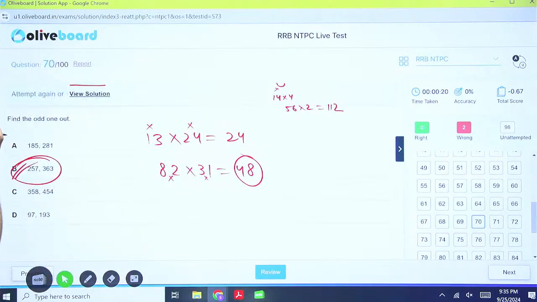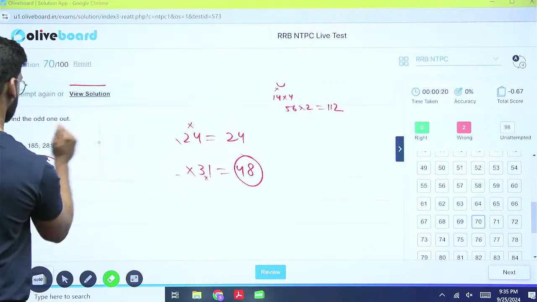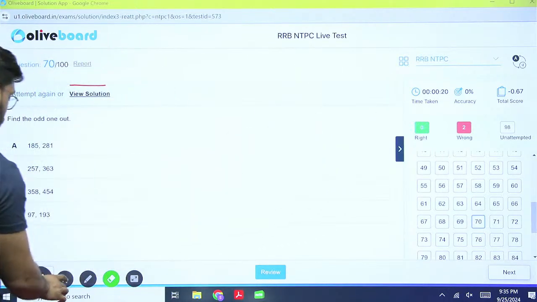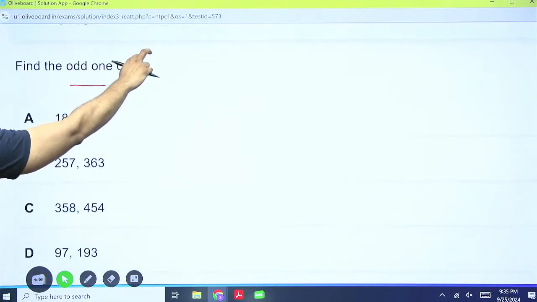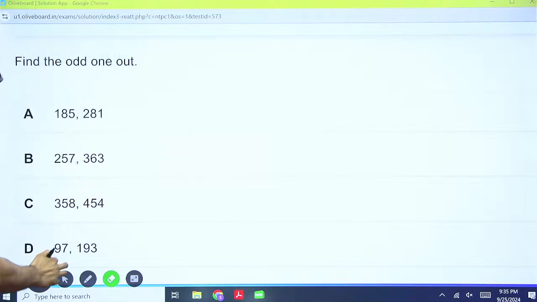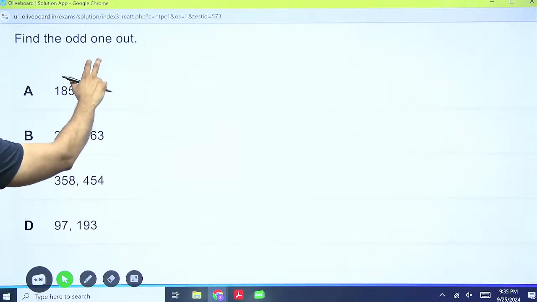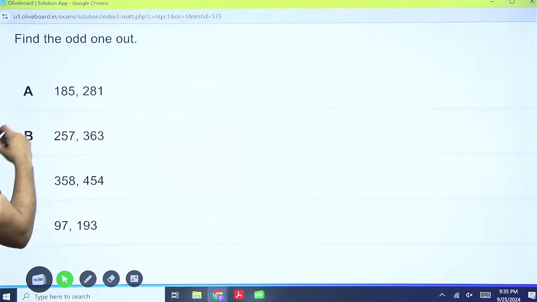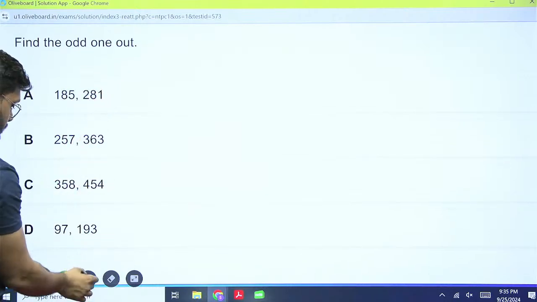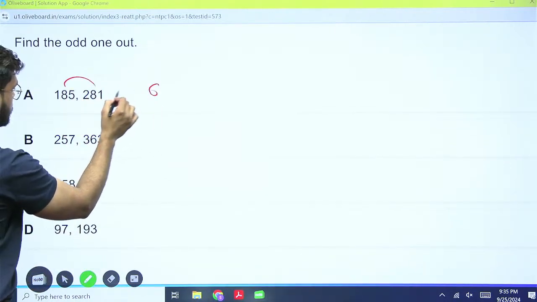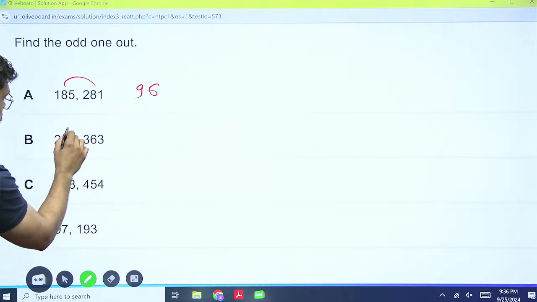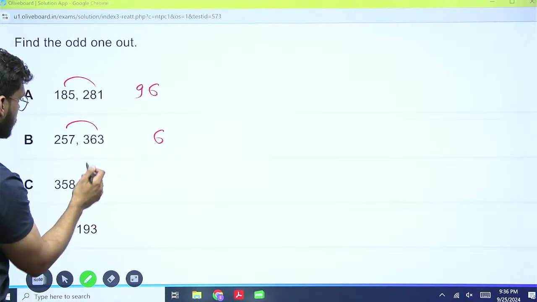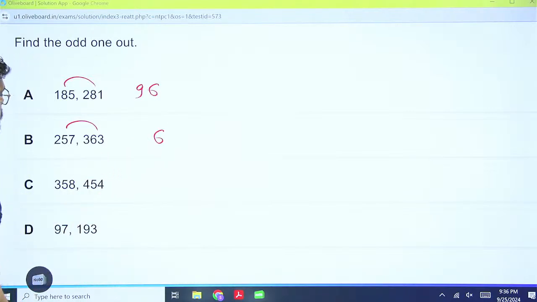We are having the next question from odd one out. Let's see what should be the logic behind this question. We have to find the odd one out of the given 4 options, 185, 281. Let's find out the difference. 11 minus 5 is 6. Okay. 17 minus 8 is 9, so 96. Difference is 96. 13 minus 7 is 6, 5. We will not get the 96 difference over here. Do we get? No.